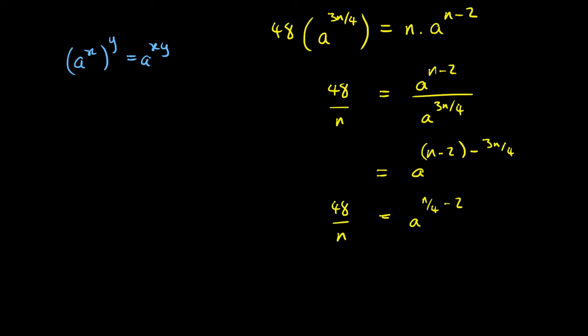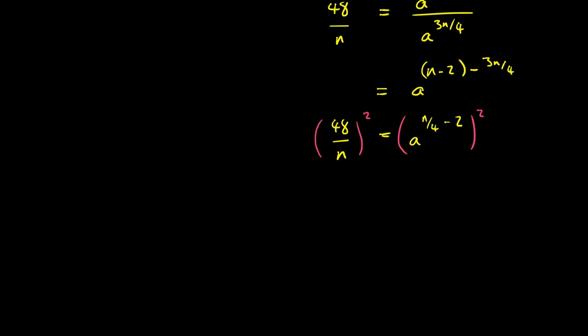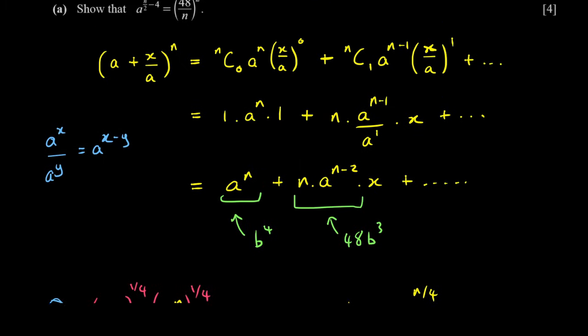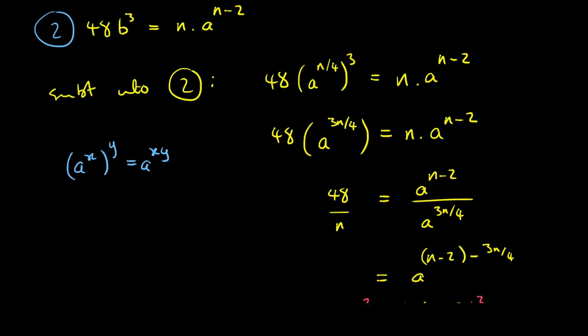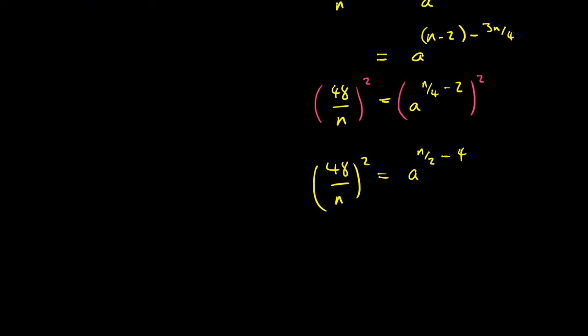Okay, well then what we're asked in the question is to get 48 upon n squared. So what we're just going to do is square both sides. And if I square both sides, then what I'm going to get is 48 upon n squared. So there's no change there. But on the right-hand side, I'm going to multiply my power by 2, which gives me a to the power n upon 2 minus 4. And I think that is what I'm asked to find. Yeah. Okay, so that's quite tricky. The algebra there is not easy, but that's the way you do it.